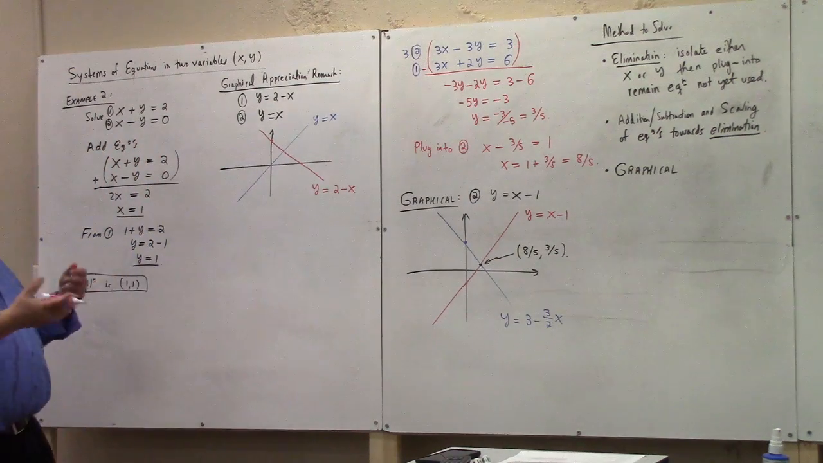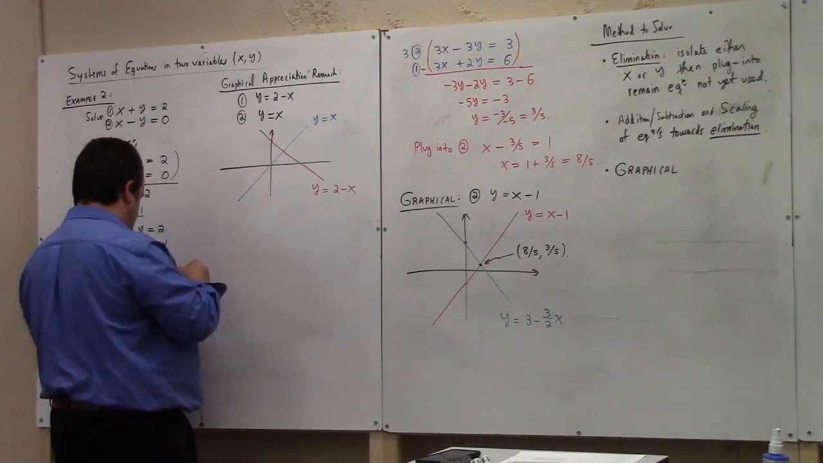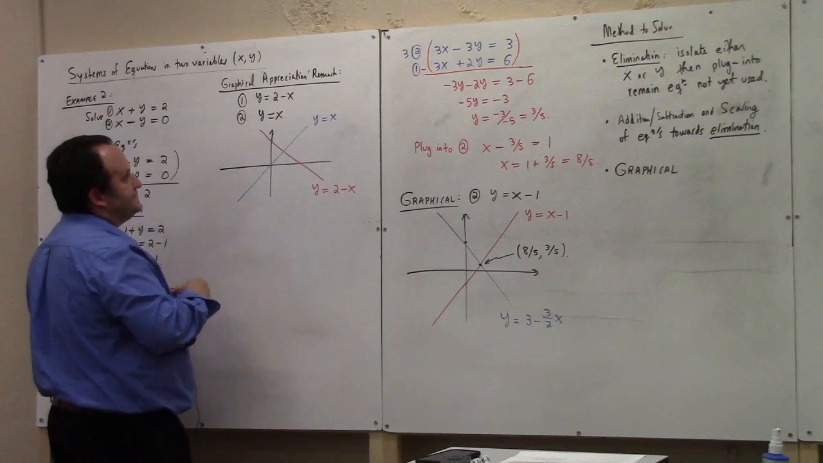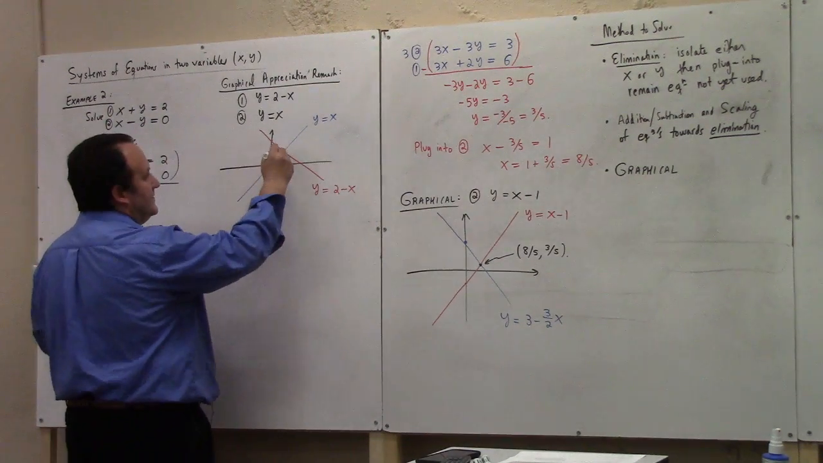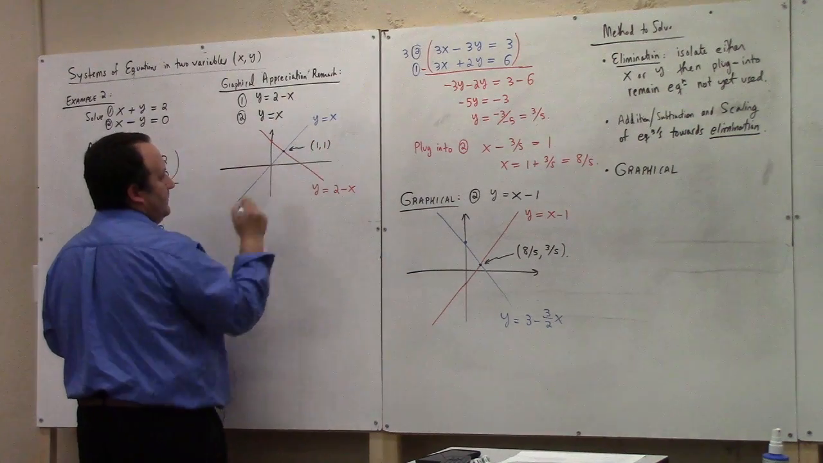These are in fact perpendicular lines, aren't they? Because they have negative reciprocal slopes, right? 1 is equal to 1 over minus 1, negated. Yes, these are perpendicular. And the point of intersection is right here, right? (1, 1).